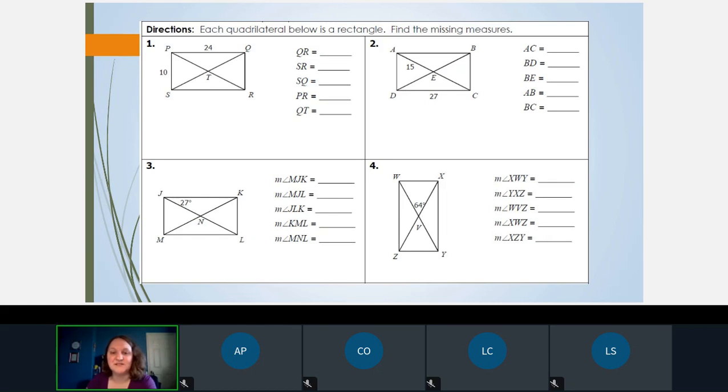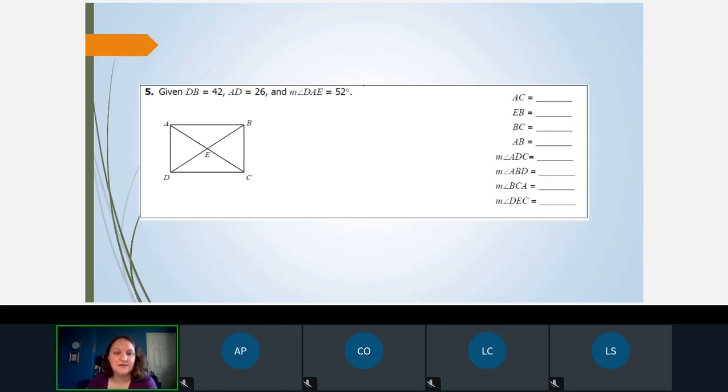Okay, let's do a practice problem with rectangles. Let's do one that uses everything. Number 5 looks good. So I'm going to skip ahead to number 5. You're definitely welcome to use those practice problems to practice the properties. I just want to make sure that I can cover as much as possible today. So we're going to look at number 5. In number 5, it says that DB equals 42.